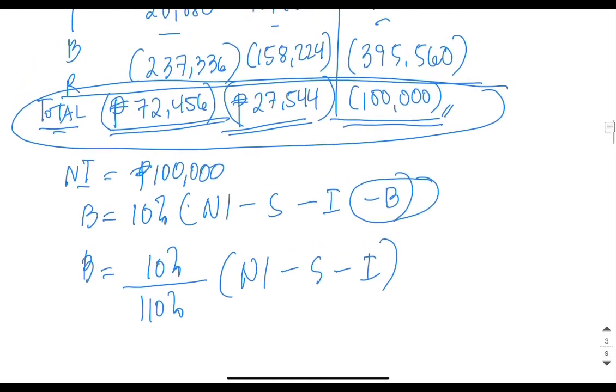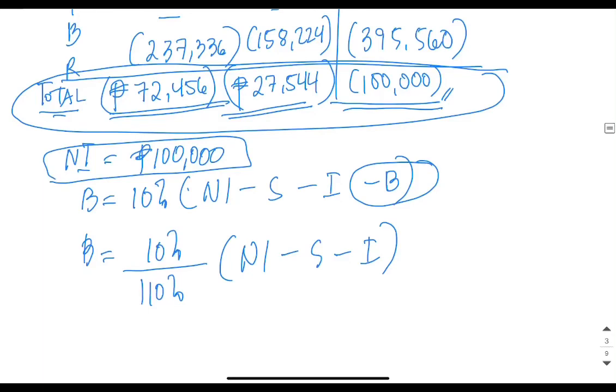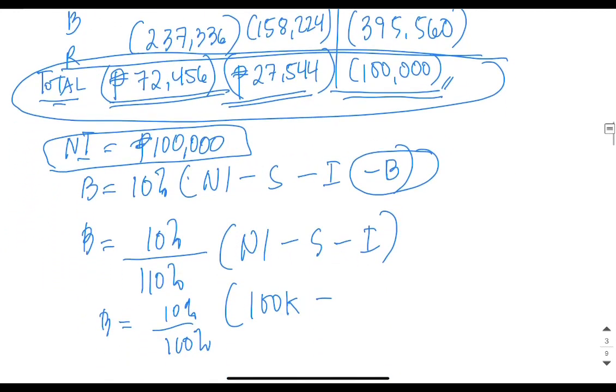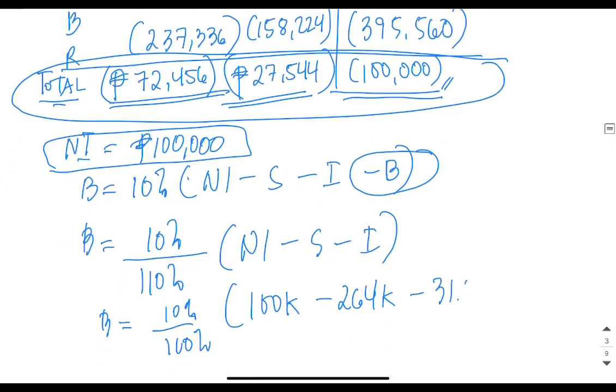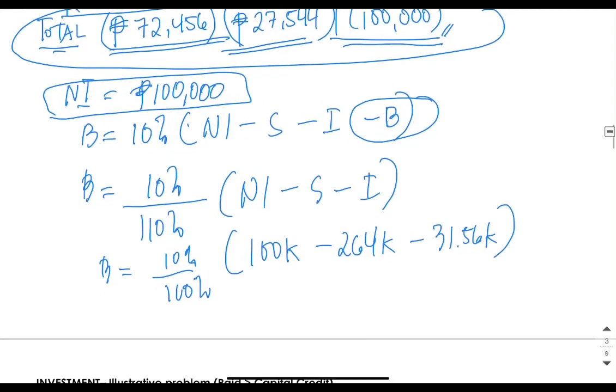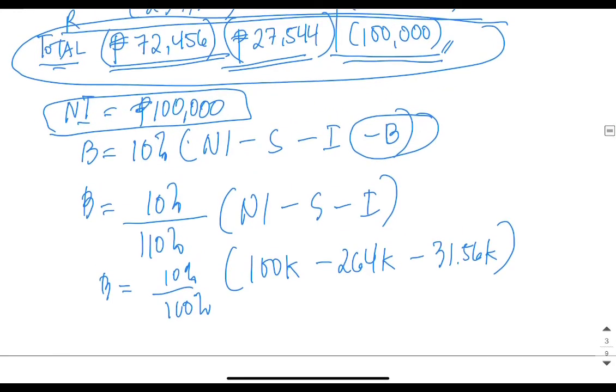As you can see, if our net income amounted to 100,000 only, even if it is a net income, 10 over 110, your net income is 100,000, but your salaries are 264,000 and your interest is 31,560. So the basis of our bonus will be a negative amount. No need to compute. For illustration purposes, the basis will be a negative amount, therefore no bonuses will likewise be given.